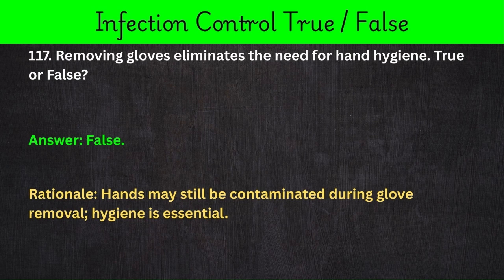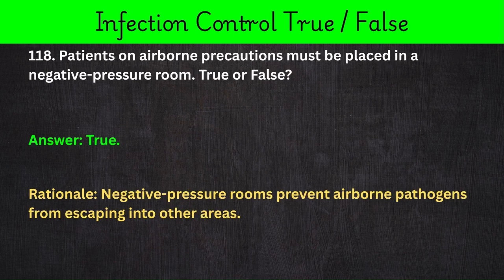True or false? Answer: false. Rationale: hands may still be contaminated during glove removal. Hygiene is essential. 118. Patients on airborne precautions must be placed in a negative pressure room.